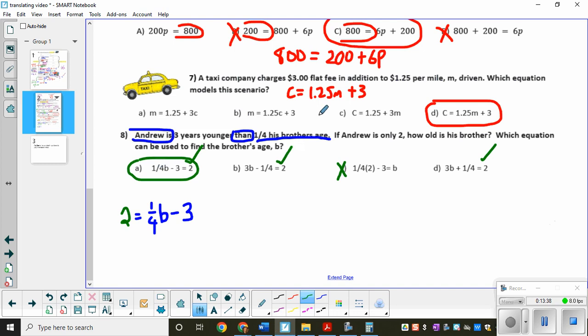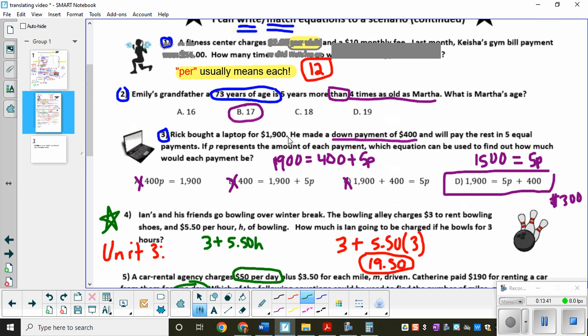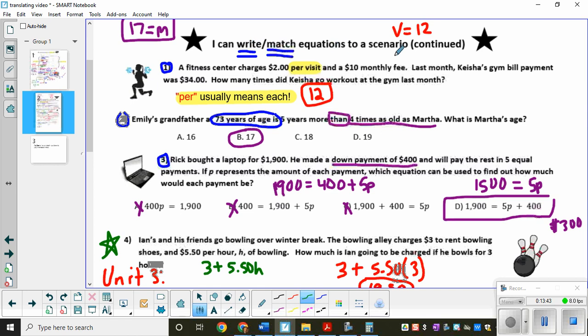That concludes this video on how to match or write, in some cases, our equations for the scenarios.